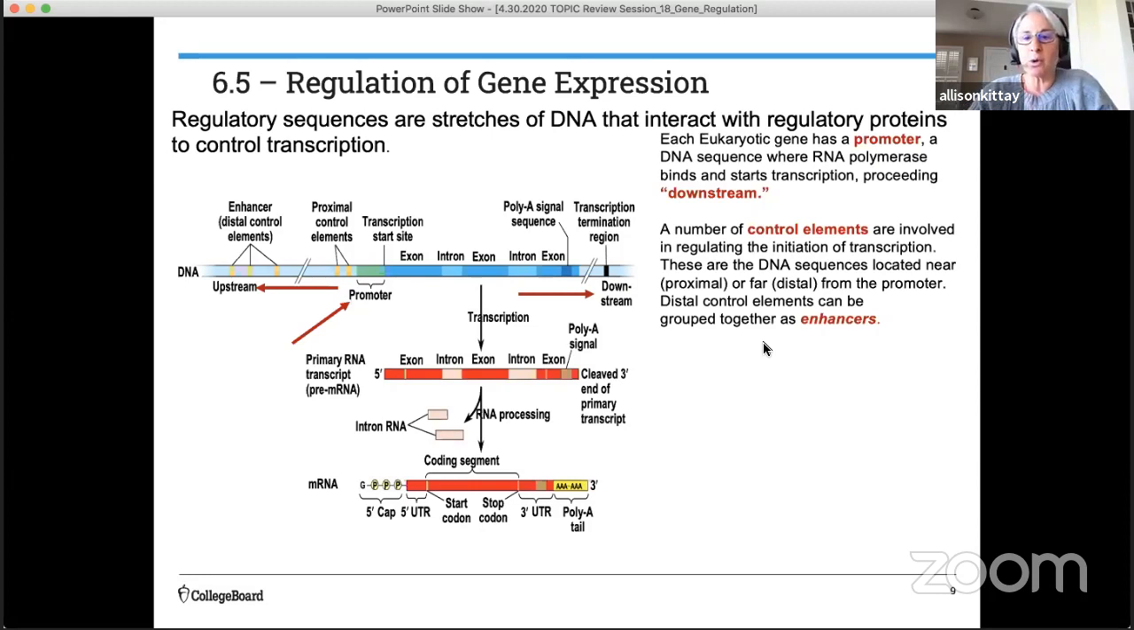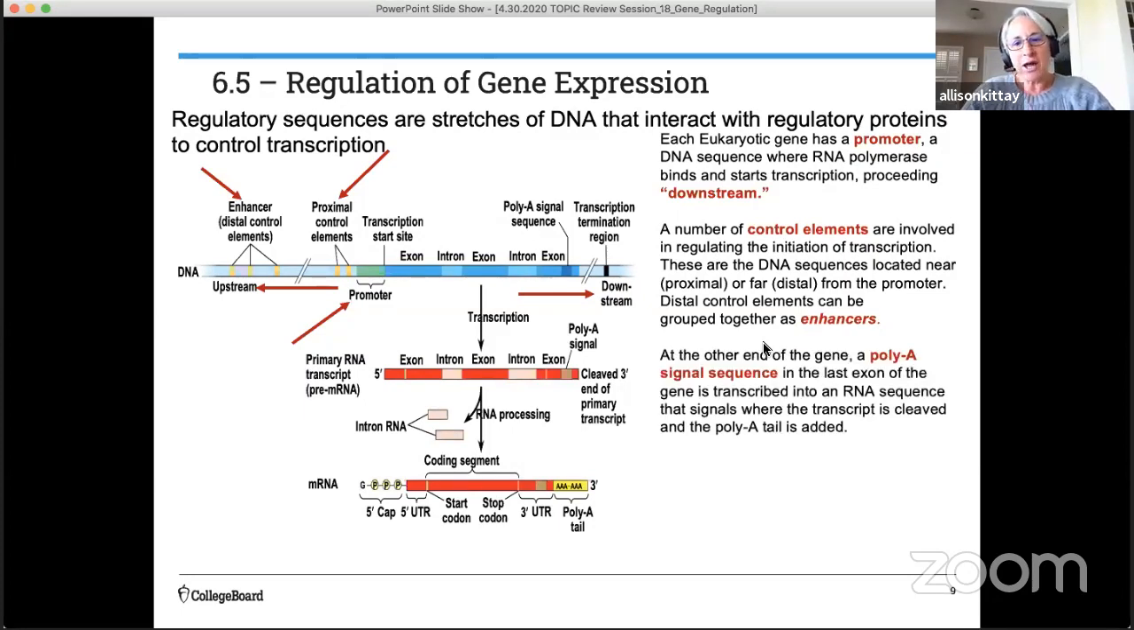In addition, there are a number of control elements that are involved in regulating the initiation of transcription. These are DNA sequences located near or far from the promoter. The ones that are closest to the promoter are called proximal control elements, and the ones that are farther away are distal from the promoter, and distal control elements can be grouped together, and they are called enhancers. Okay, so you can see that there are several distal control elements grouped together as an enhancer, and that's farther away or farther upstream from the promoter. And then we've got our proximal control elements that are proximal to the transcription site. Did I say distal? Okay, so distal is farther away and proximal is closer.